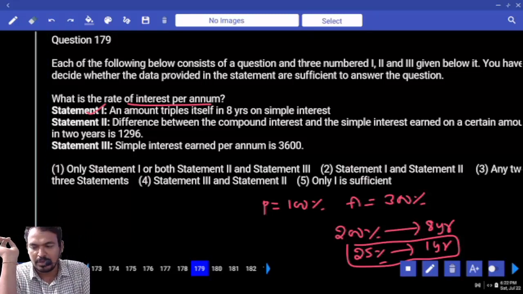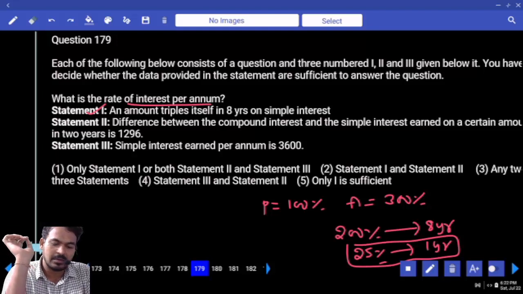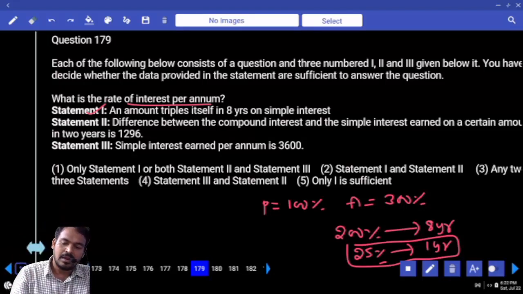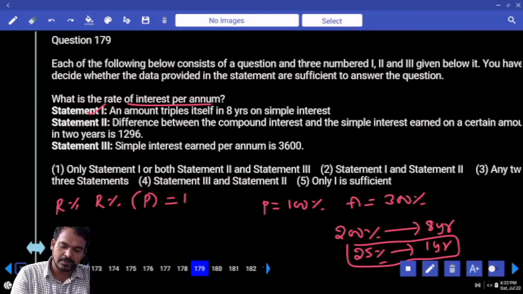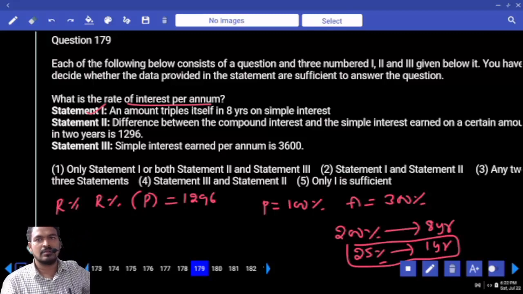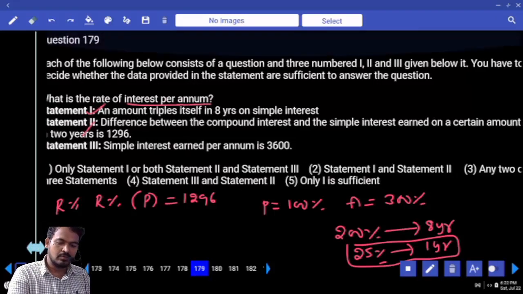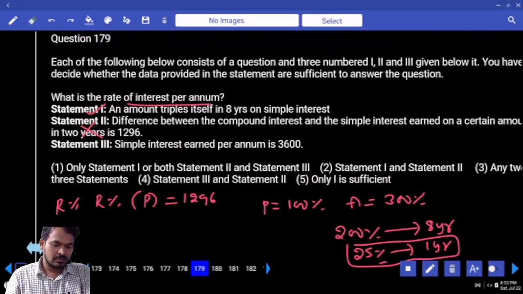The difference between the compound interest and simple interest earned on a certain amount in 2 years is 1296. And we already know the 2 years difference concept. What is the 2 years difference? R% of the principal. It is equal to how many rupees? 1296. On the left hand side, how many unknowns are there? 2 unknowns. Only 2 alone? Not sufficient. What is the third statement?